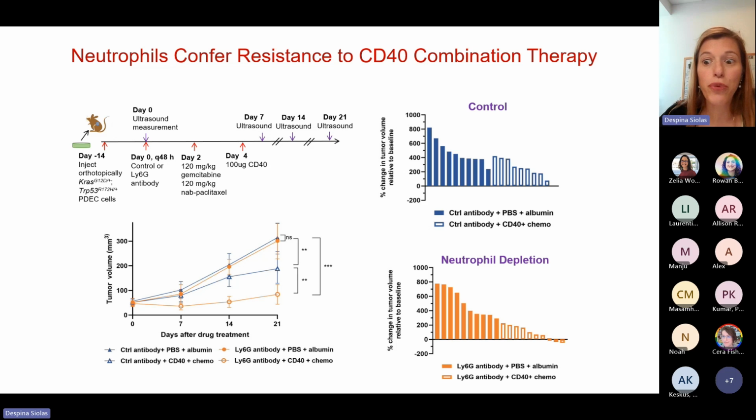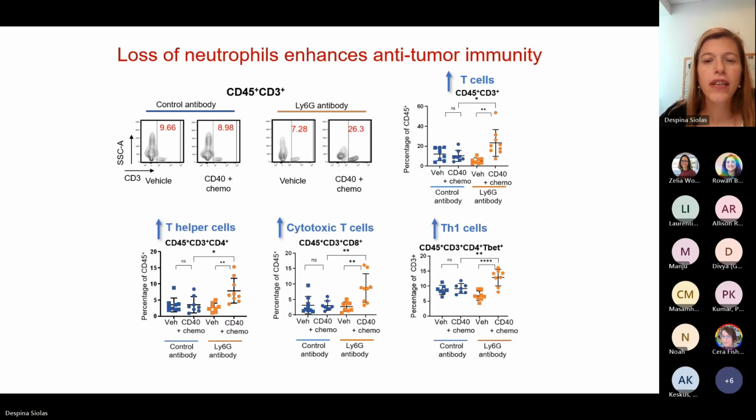And then what was really exciting was when we looked inside the tumor to see what happened, we saw that there were more immune changes. So there were more T cells. In the tumors that were depleted of neutrophils and treated with the CD40 chemo regimen, we found more CD3 T cells, CD4 cells, CD8 cells, Th1 cells, all consistent with a greater anti-tumor effect.